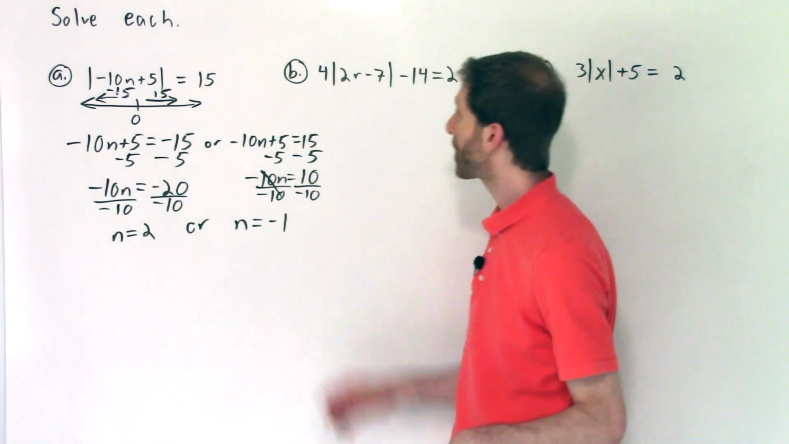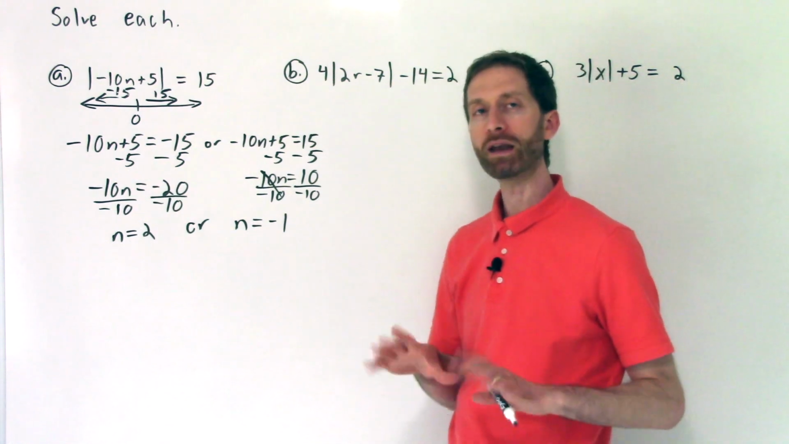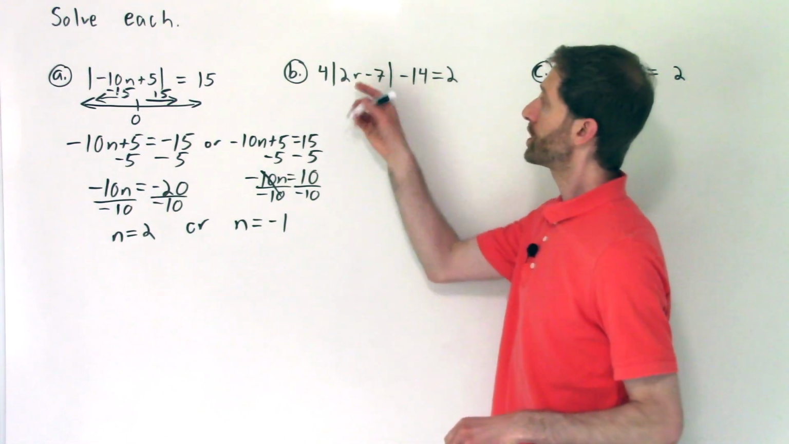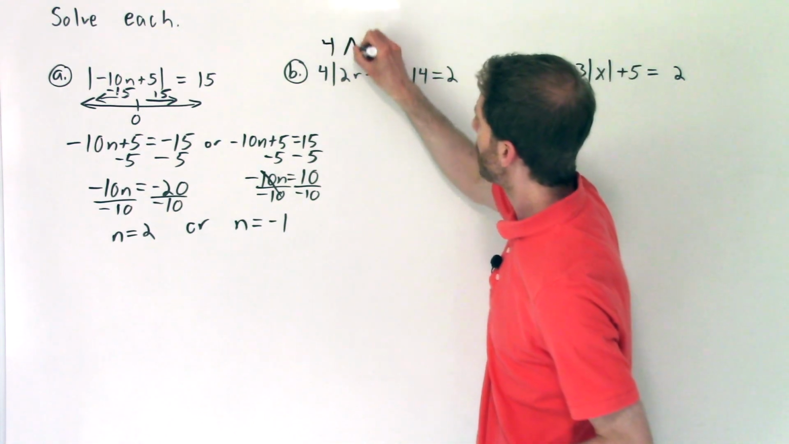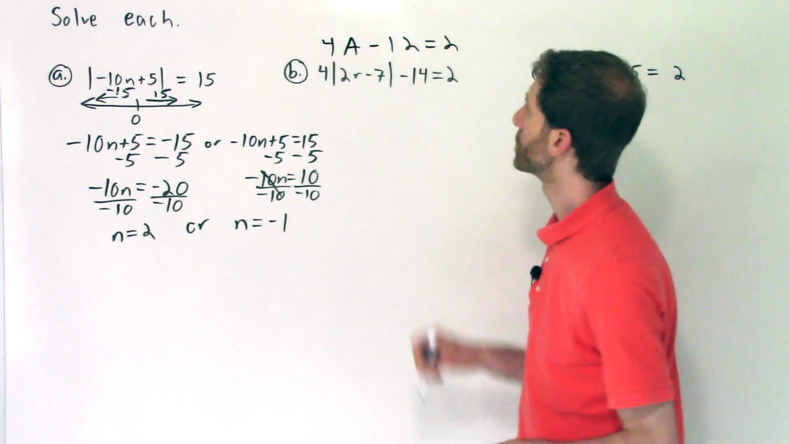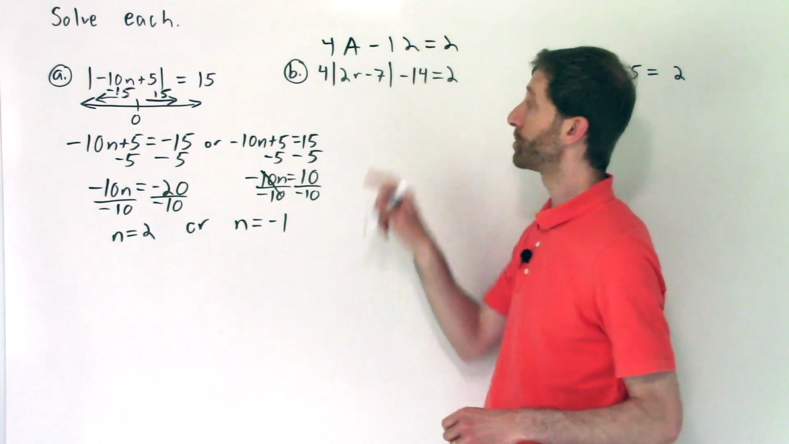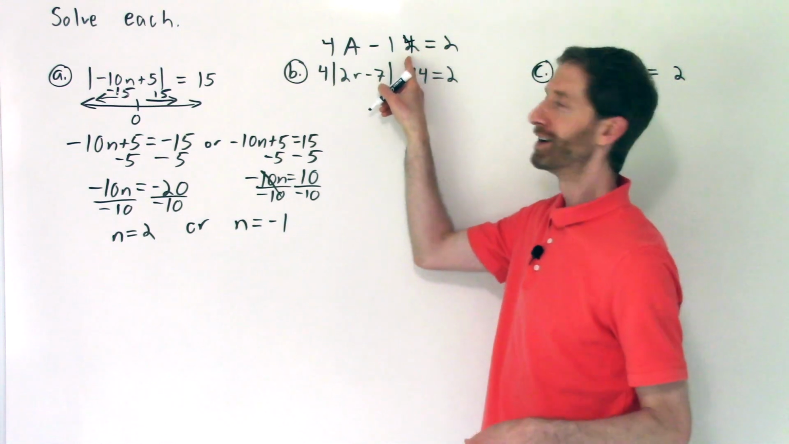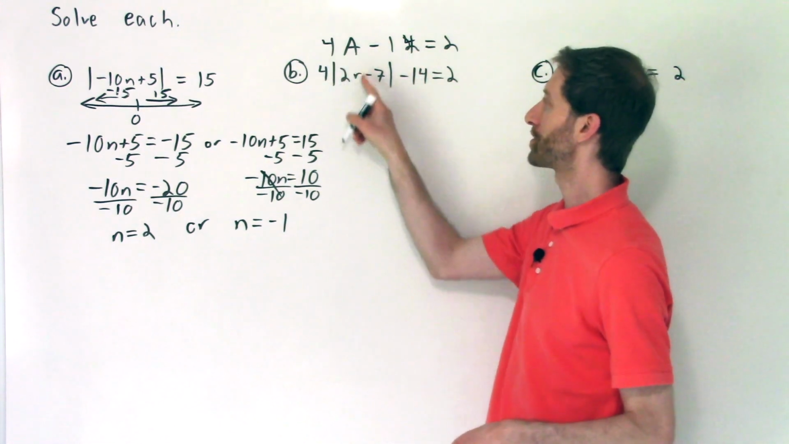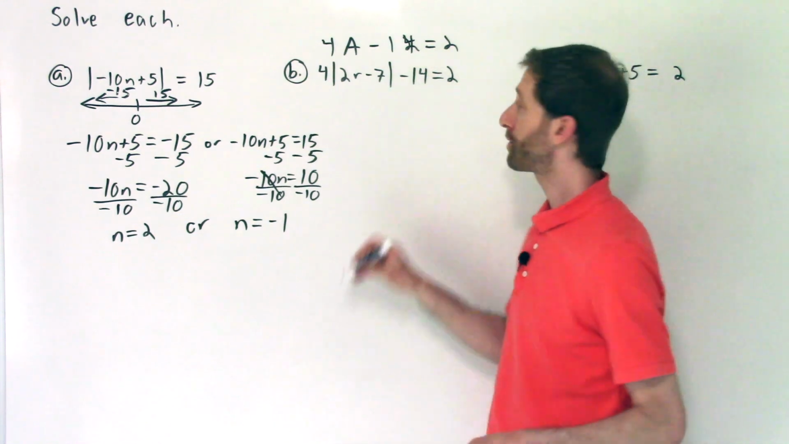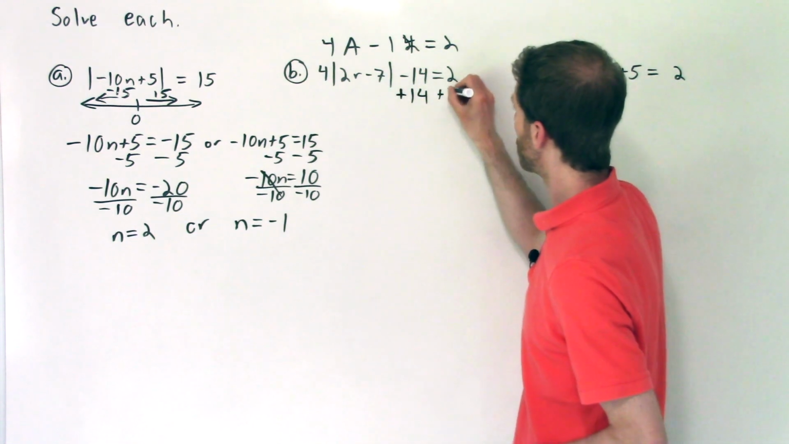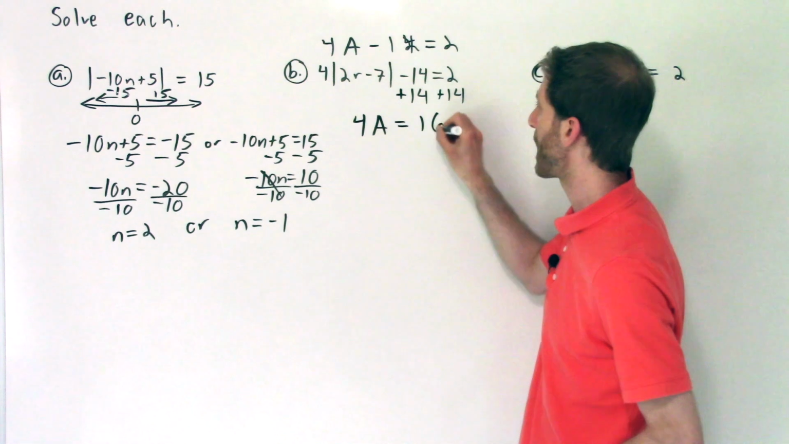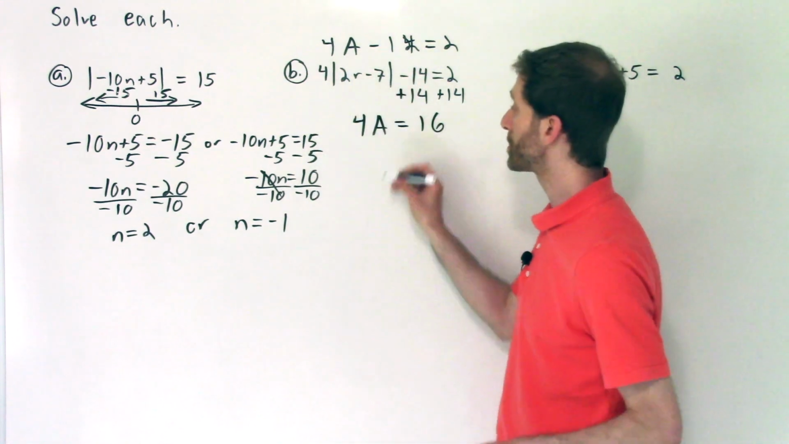Pretty sweet. Okay, this problem here is a little more advanced, but the idea is to get the absolute value alone. So let's do that. I'm looking at it as if it's like 4a, for absolute value, minus 14 equals 2. So we're going to add 14 to both sides. Beautiful. And that leaves us with 4 times a equals 16. This is how I'm looking at it in my head: a is all of the absolute value. Then I'm going to divide by 4.